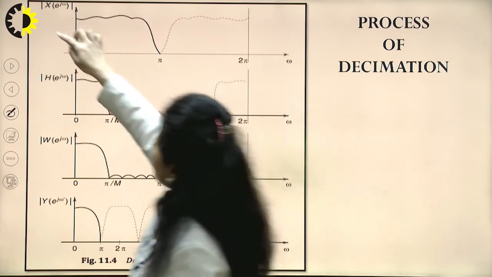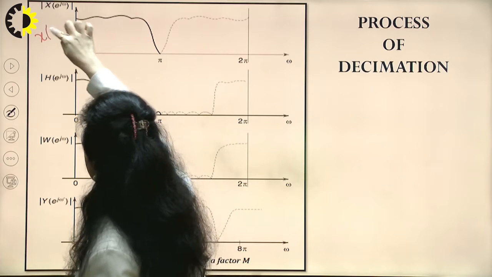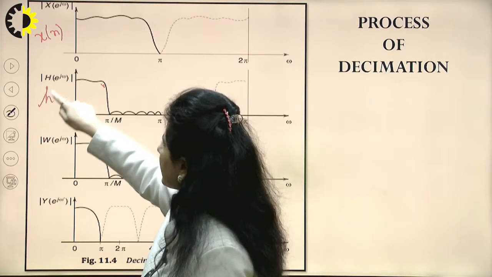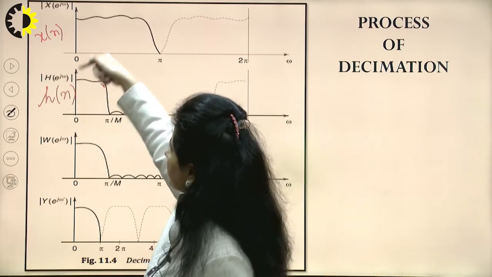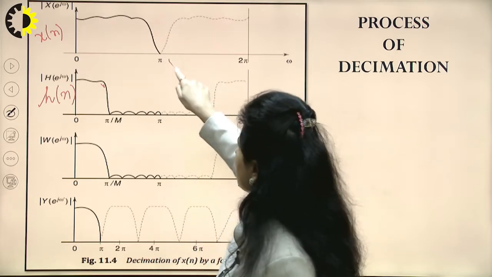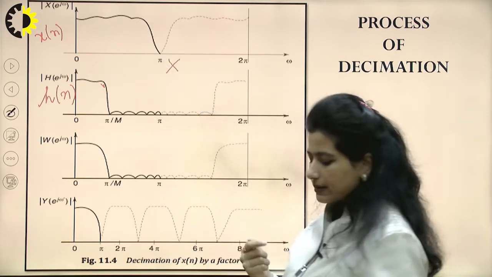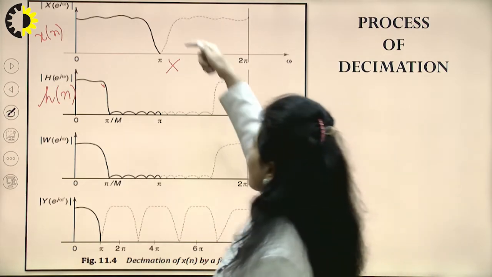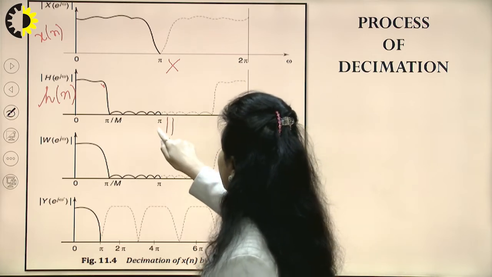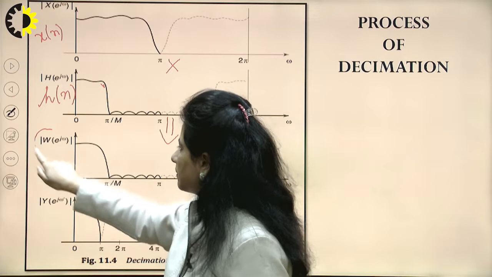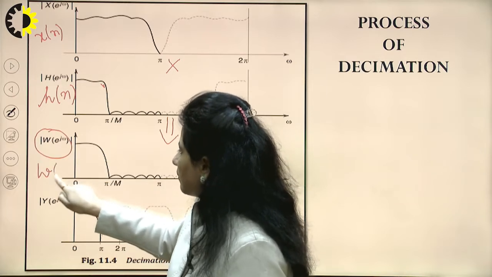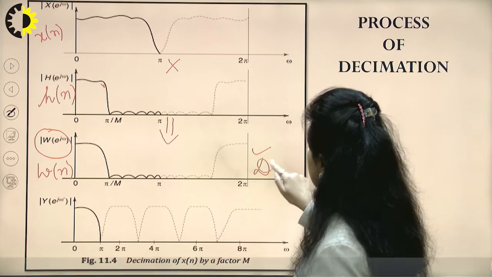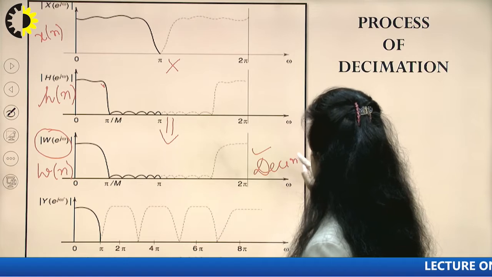This is the spectrum for the input signal x[n]. This is the spectrum or response for the given filter H. Because this is the frequency representation, I would simply multiply these two signals, because convolution in the time domain is equal to multiplication in the frequency domain. I would multiply these two signals and have this spectrum corresponding to my signal w[n]. And this is w[n], which is going to be decimated by the factor M.